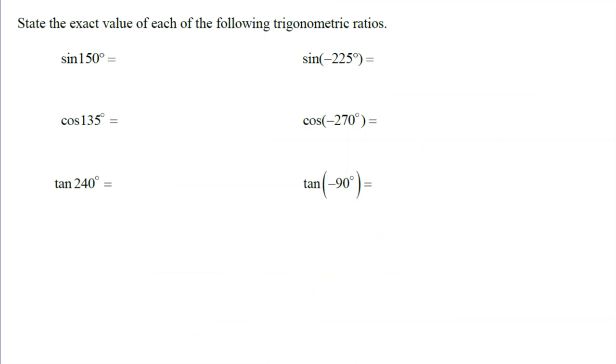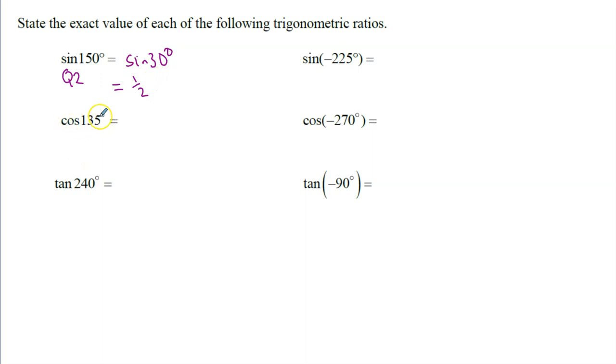State the exact value of each of the following trig ratios. So the sine of 150 degrees. Well, 150 degrees is in quadrant 2. And in quadrant 2, the sine is positive and its reference angle is 30 degrees. So this will be the sine of 30 degrees, which is 1/2.